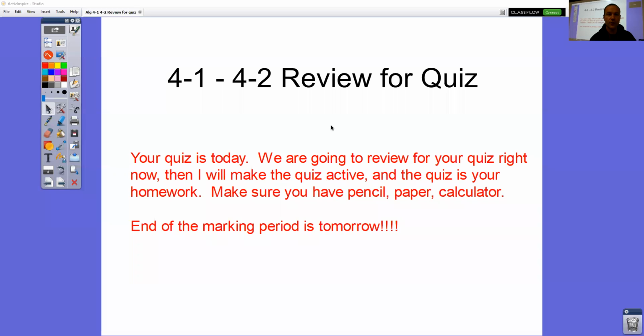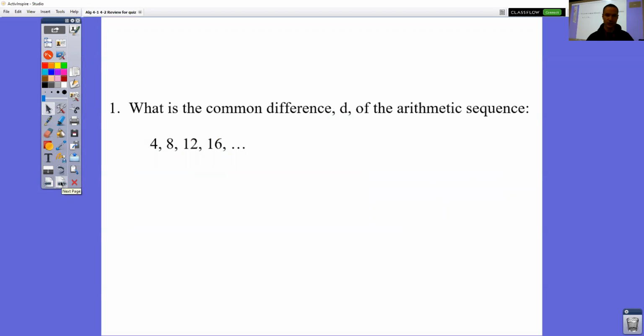So this is a review for the 4-1-4-2 quiz. If you take a look at question number 1, what is the common difference D of the arithmetic sequence 4, 8, 12, and 16? Go ahead and try this one on your own, please.